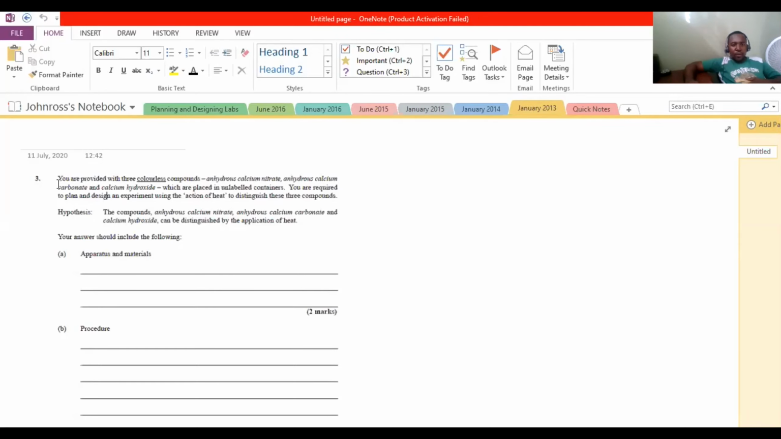Let's see. You are provided with 3 colorless compounds: anhydrous calcium nitrate, anhydrous calcium carbonate, and calcium hydroxide, which are placed in unlabeled containers. You are required to plan an experiment using the action of heat to distinguish between these 3 compounds. All right, so the hypothesis: the compounds anhydrous calcium nitrate, anhydrous calcium carbonate, and calcium hydroxide can be distinguished by application of heat. Why do you think they can be distinguished if we apply heat to them?